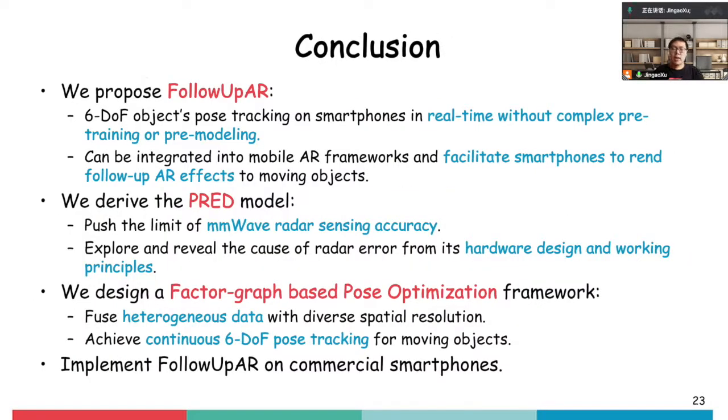So let's summarize. The contributions of our work are 3-fold. First, we propose FollowUpAR, the first 6 degrees of freedom object pose tracking on smartphones in real time and without complete pre-training or pre-modeling. And from our technical novelty, we designed the physical level radar error distribution model to push the limit of millimeter wave radar sensing accuracy, and designed a factor graph-based post-optimization framework to fuse heterogeneous states with diverse spatial resolution. We also implement FollowUpAR on commercial smartphones.